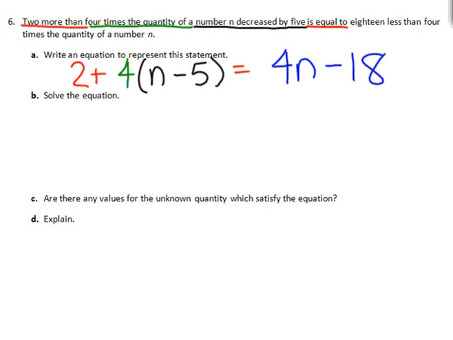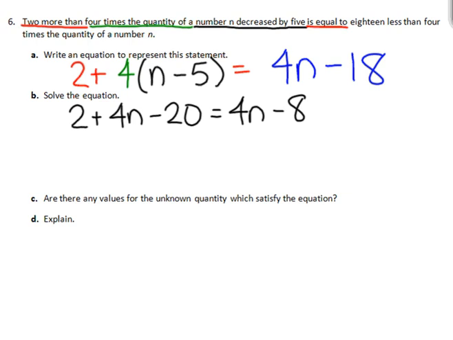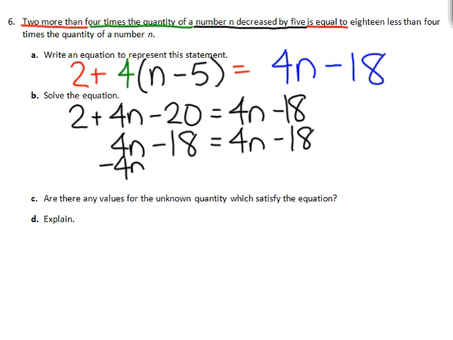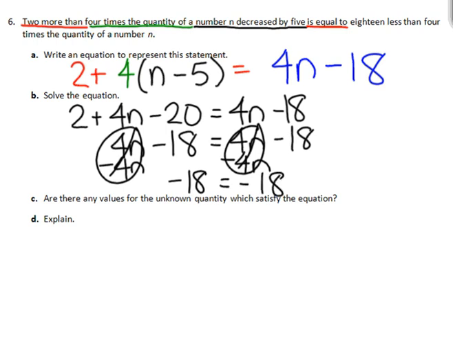Okay, now that I've got my equation set up, I can go ahead and solve. So I'm going to start with the distributive property. So 2 plus 4n minus 20 equals 4n minus 18. And then 2 plus negative 20, I can combine into negative 18. And then I can subtract 4n from each side. And I end up with negative 18 equals negative 18. So that is a true statement, which means that n is going to equal all real numbers.